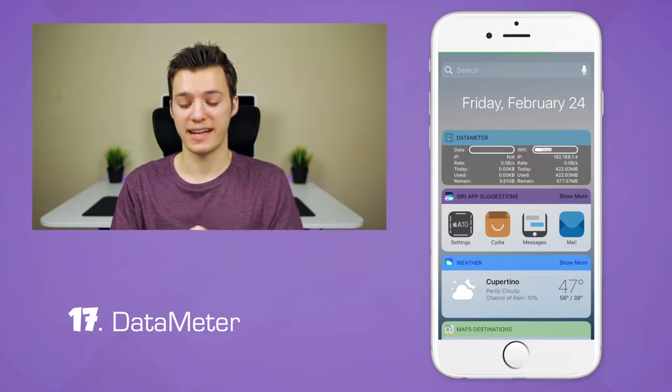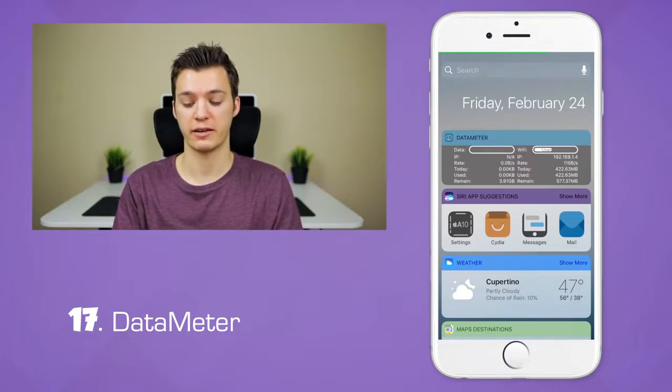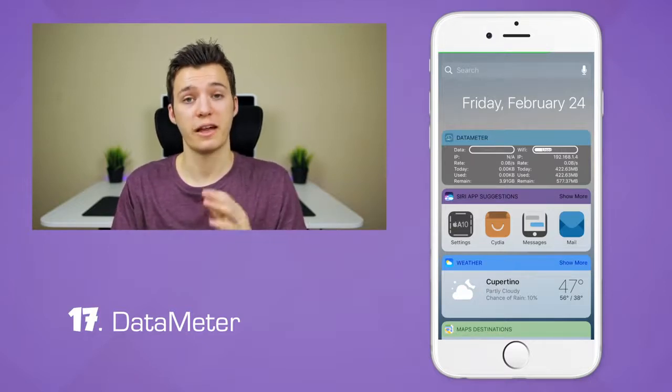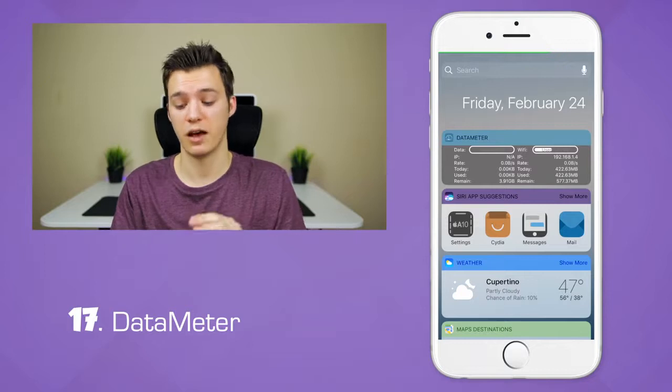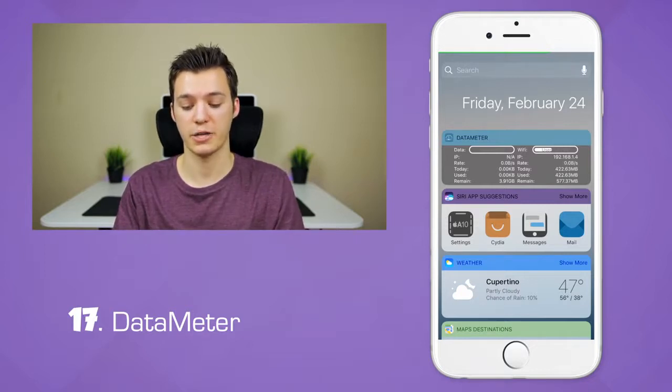Next up is Data Meter, and this adds a custom widget to your widget section here that tracks your data usage, and it basically shows you how much is remaining in a certain period of time. So if you only get like 3 gigs, 5 gigs, or even 10 gigs of data a month, you can basically just put that value in the settings into here, and it will show you how much you've used and how much is remaining for that certain period of time.